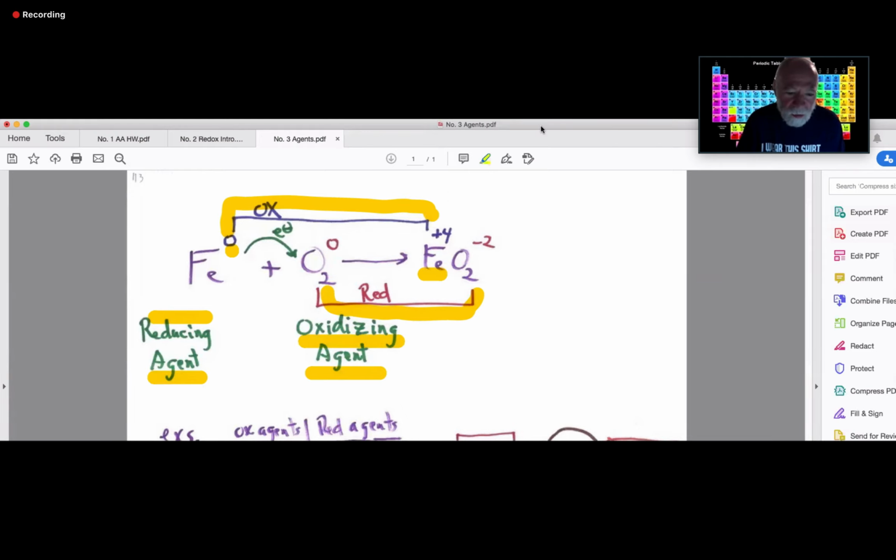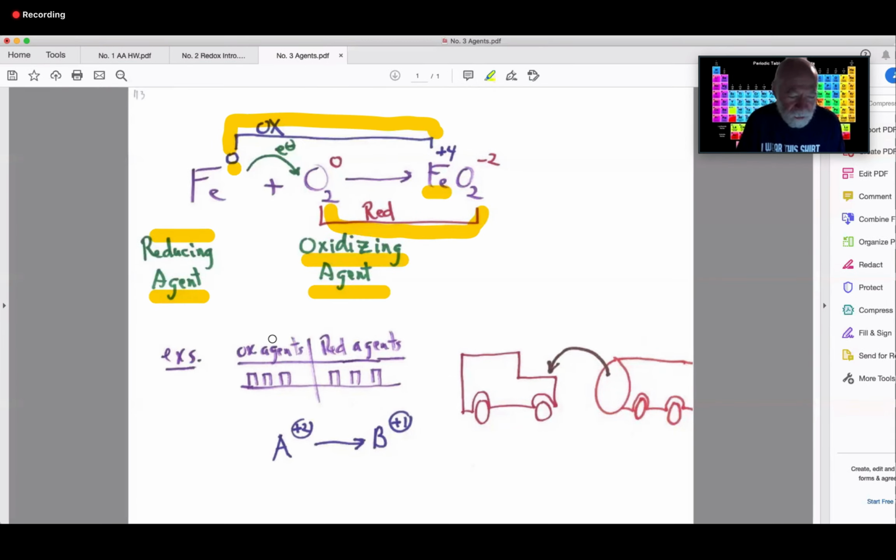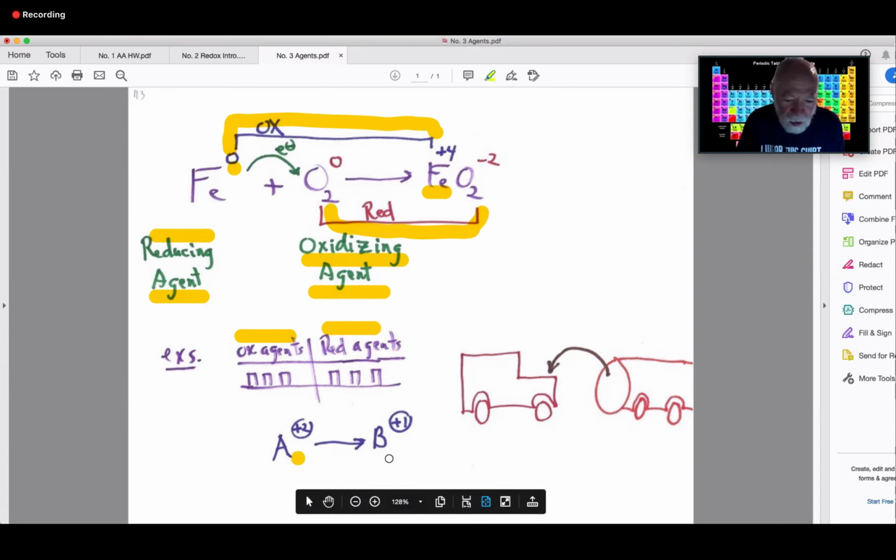Okay, let me show you a couple of uses of this idea. Let's say you're working in a giant chemistry lab. Your job is you're a chemist in a giant laboratory. In that laboratory, you're probably going to find a shelf that has oxidizing agents and reducing agents. Now, let's say you want to do the reaction where A plus 2 becomes B plus 1. You want to reduce A. So what do you do? You grab something off the reducing agent shelf. Now, you don't care what happens to the chemical.